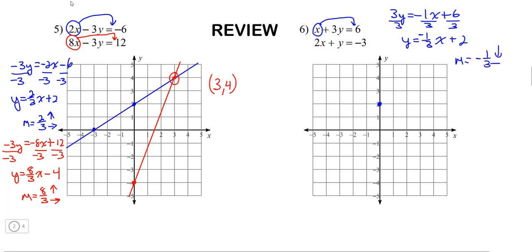That means we're going to go down 1 and right 3. So down 1, right 3. And we can go backwards, the exact opposite, up 1, left 3. Get our straight edge and extend our line.